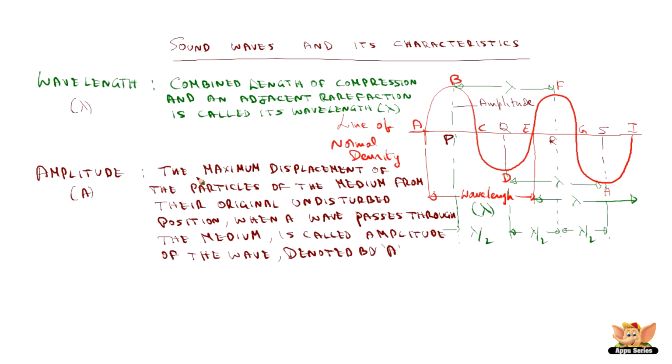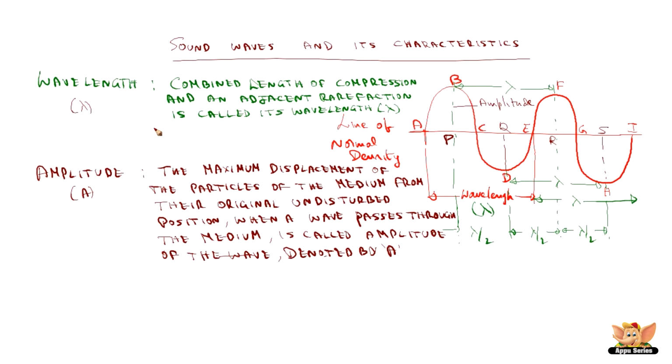So amplitude: the maximum displacement of the particles of the medium from their original undisturbed position when a wave passes through the medium is called the amplitude of the wave. It is denoted by capital A. The SI unit for amplitude is meters. The SI unit for wavelength is also meters.